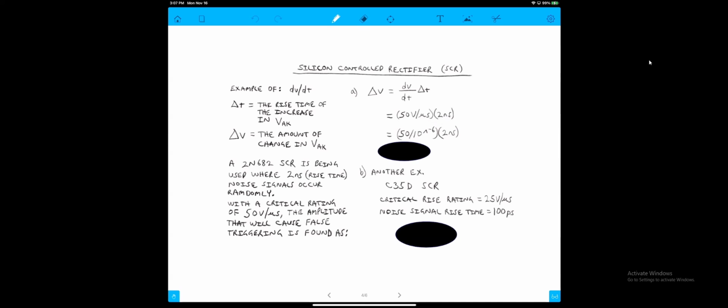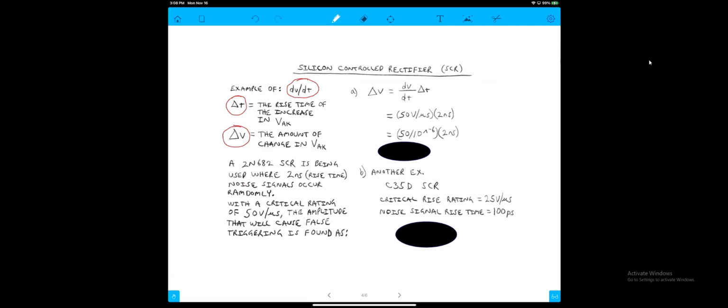Okay, so in our first example, our formula is dV over dt, our delta voltage divided by our delta time. The change in time is the rise time of the increase in VAK, in other words, the voltage across from anode to cathode. Our change in voltage is the amount of change in that voltage from anode to cathode. So we're dealing with a rise time, and we're also dealing with voltage itself.